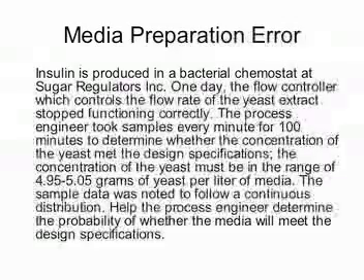Insulin is produced in a bacterial chemostat at Sugar Regulators Incorporated. One day, a flow controller which controls the flow rate of the yeast extract stopped functioning correctly. The process engineer took samples every minute for 100 minutes to determine whether the concentration of the yeast met the design specifications. Concentration of the yeast must be in the range of 4.95 to 5.05 grams of yeast per liter of media. The sample data was noted to follow a normal distribution. Help the process engineer determine the probability of whether the media will meet the design specifications.